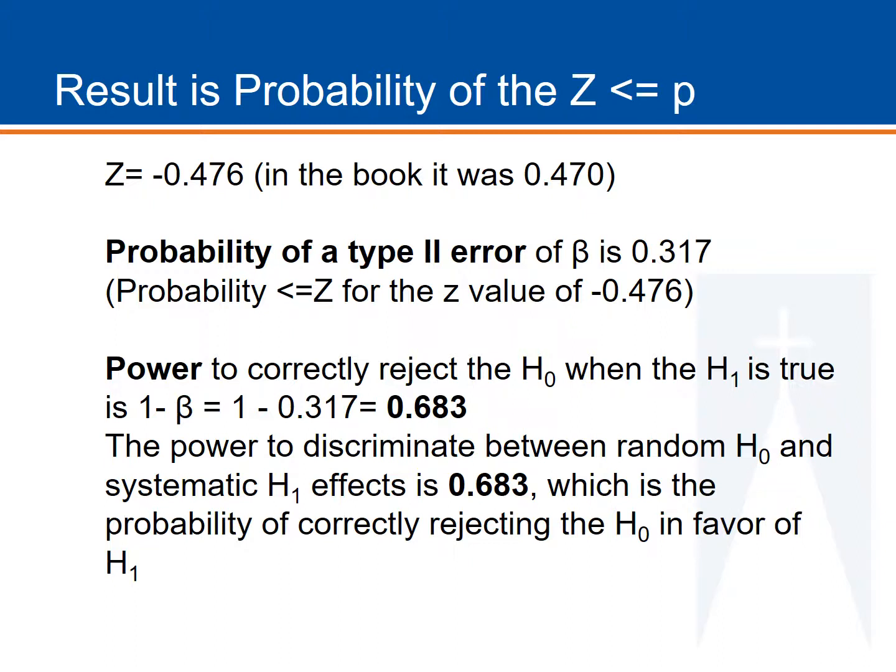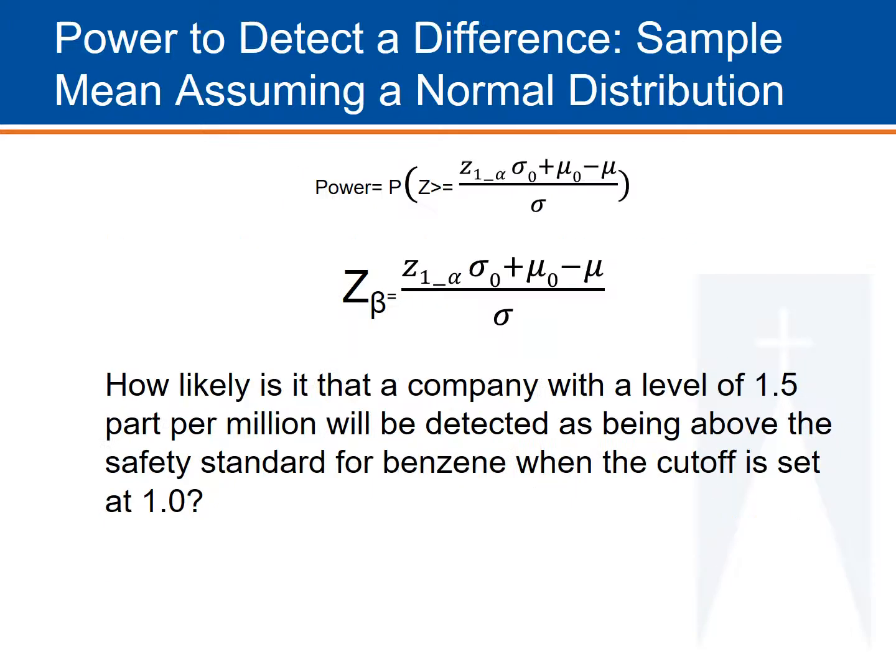And in the book, the wording that they use to describe that is the power to discriminate between random null hypothesis and systemic alternative hypothesis effects is 0.683, which is the probability of correctly rejecting the null in favor of the alternative hypothesis. The power to detect a difference in two samples assumes a normal distribution.